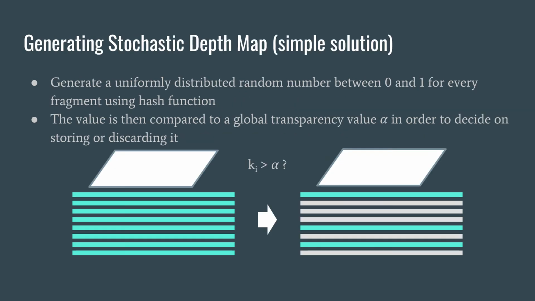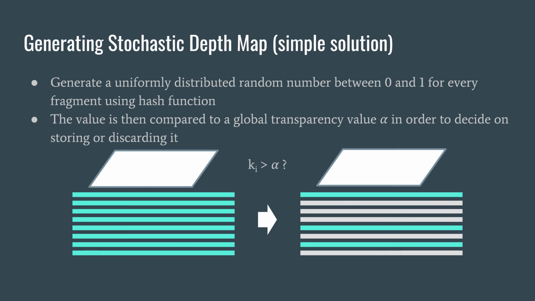Generating the samples and constructing a stochastic depth map can be done in many ways, but here I will show you the very basic, simple, easiest solution of using a hash function. First, generate a uniformly distributed random number between 0 and 1 for every fragment using a hash function, where the pixel location, sample index, and sample depths are its seeds.